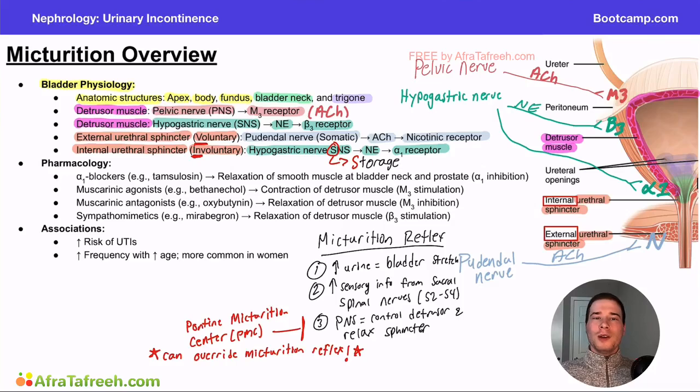Because we know, for simplicity's sake, they essentially do the opposite. The parasympathetic nervous system allows us to go; it contracts the bladder muscles, versus the sympathetic nervous system, which is more of our storage, and it's going to cause continued relaxation of those muscles.